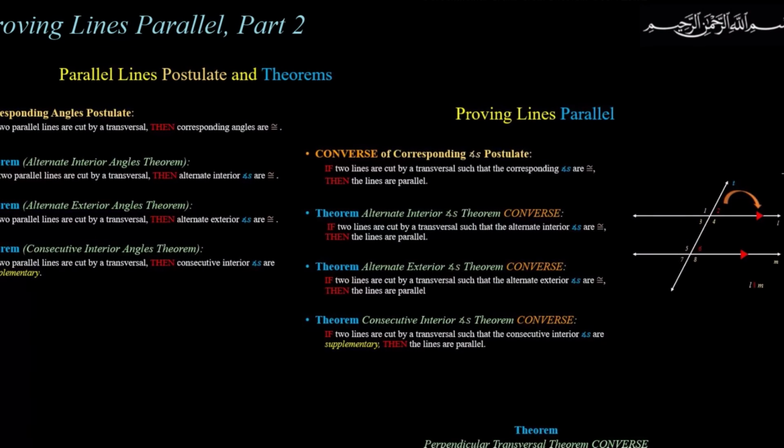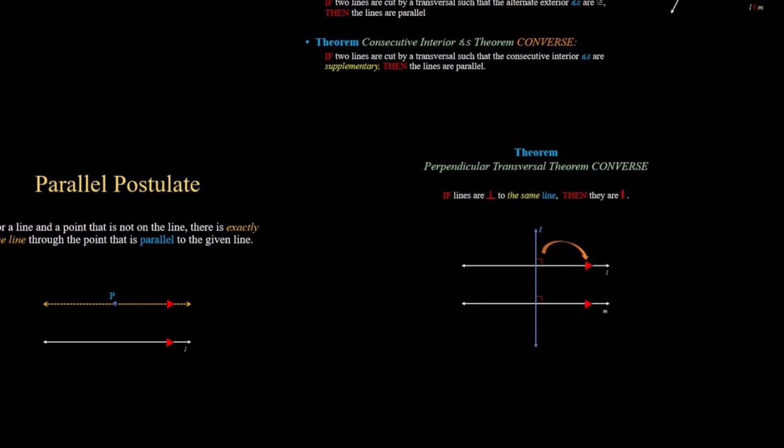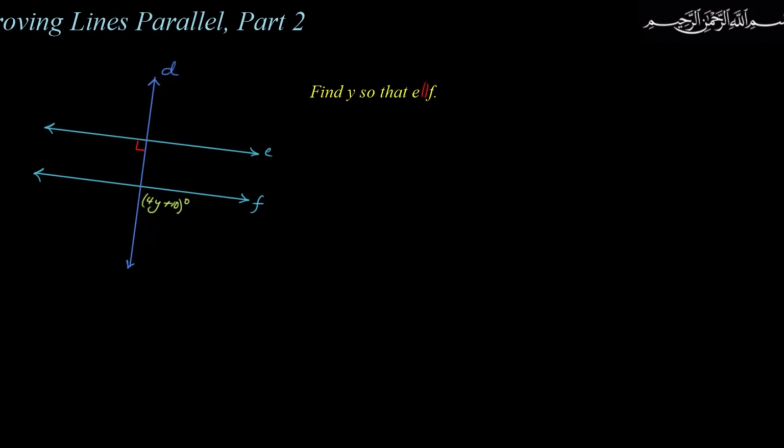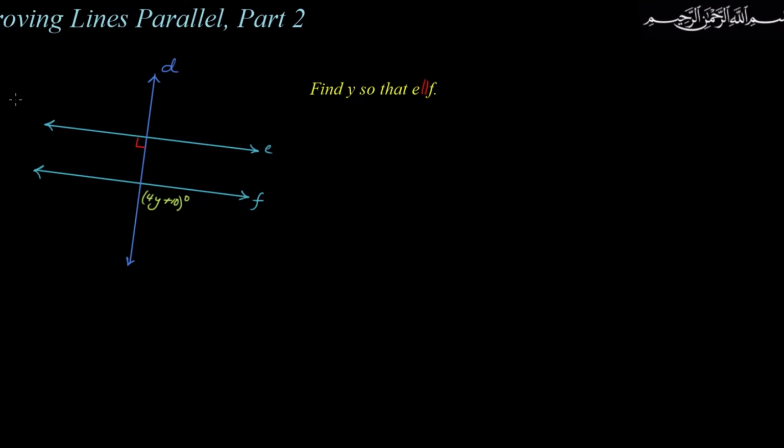Well, this should remind us of a theorem that had to do with perpendicular lines, right? This one over here, the perpendicular transversal theorem, converse. This theorem said that if you have two lines that are perpendicular to the same line, then they are parallel. This is the perpendicular transversal theorem, converse. Okay, so that's cool. So let's see what we got here. We use that theorem here. If you make this perpendicular like that, then those lines will be parallel, won't they?